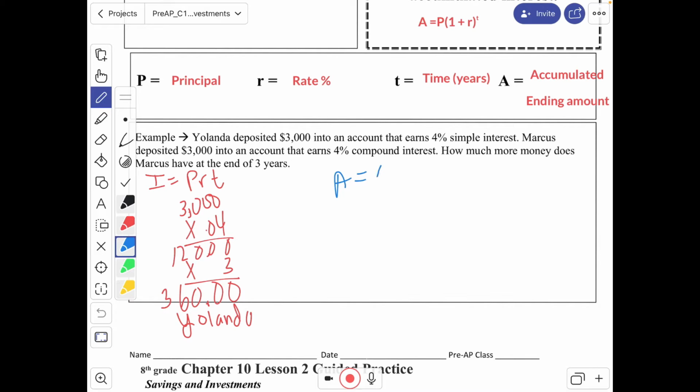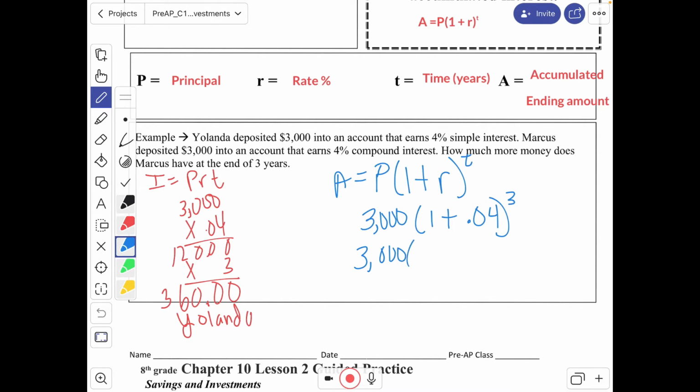His formula is a little bit harder because it's accumulated. It's principal times 1 plus the rate to the power of how many years it is. So the principal was still $3,000. 1 plus the rate, which was 0.04, to the power of 3. So 1 plus 0.04 would be 1.04.